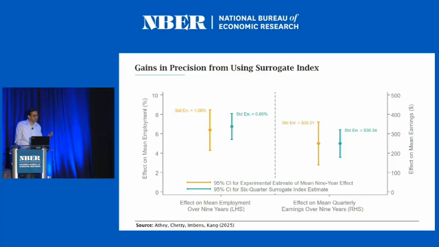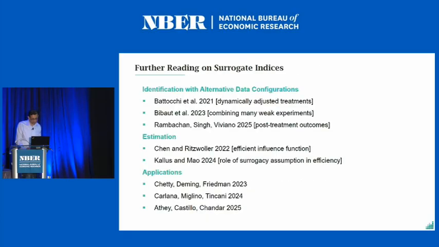So this is just a brief sense of this very wide literature on surrogate indices. For those who are interested, you can read much more about work in the space. There's work with alternative data configurations, thinking about treatments that are dynamically adjusted over time. When you have many experiments, essentially like a weak instruments problem, there's work done on efficient estimation in this context. There are a variety of applications that you can look at.